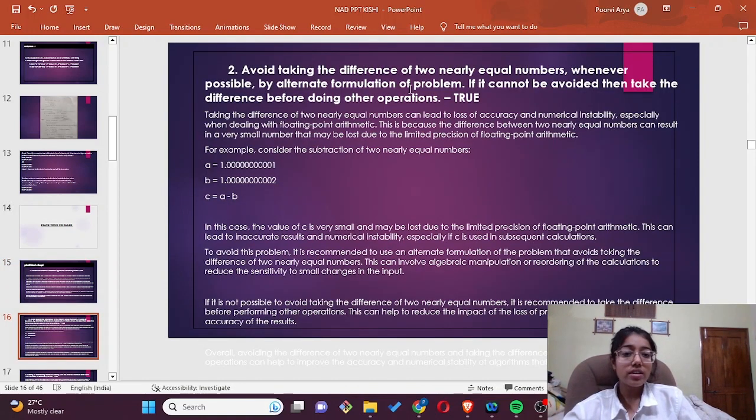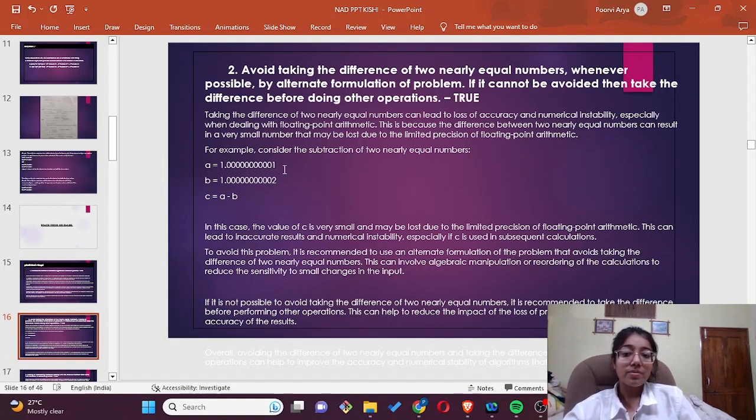Second is to avoid the difference of two nearly equal numbers whenever possible by alternate formulation of the problem. If it cannot be avoided, then take the difference before doing other operations. This is also true because as you can see in the example here, let's say A is 1.000001 and B is 1.0, and we have to calculate A minus B. In this case, the value of C is very small and may be lost due to limited precision because the number is very small after the decimal digit.